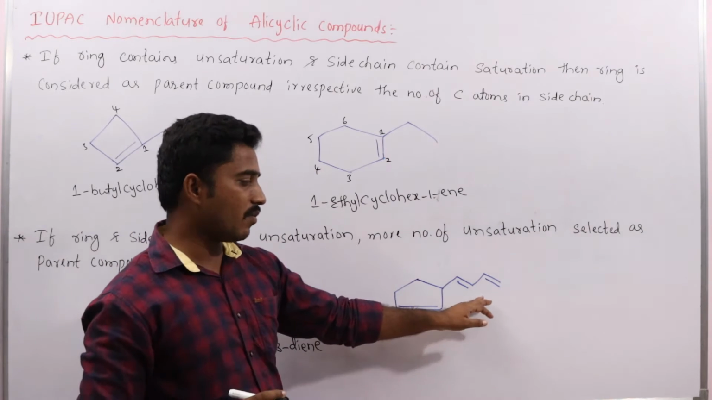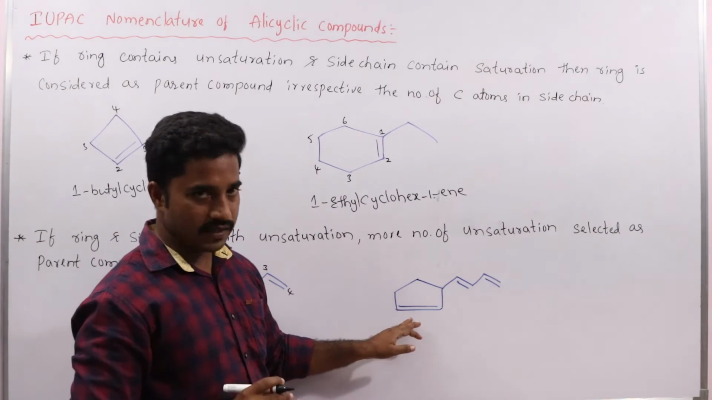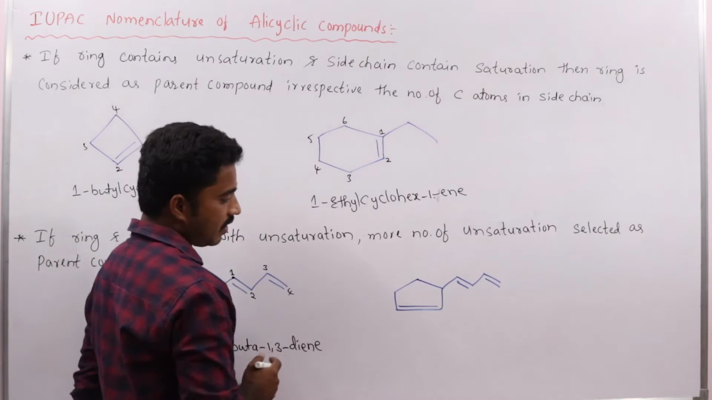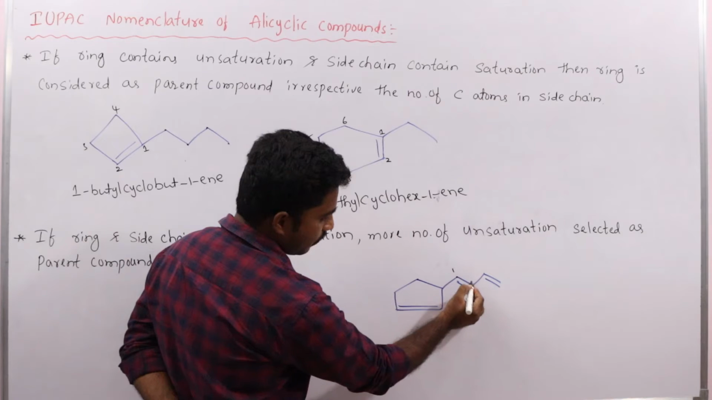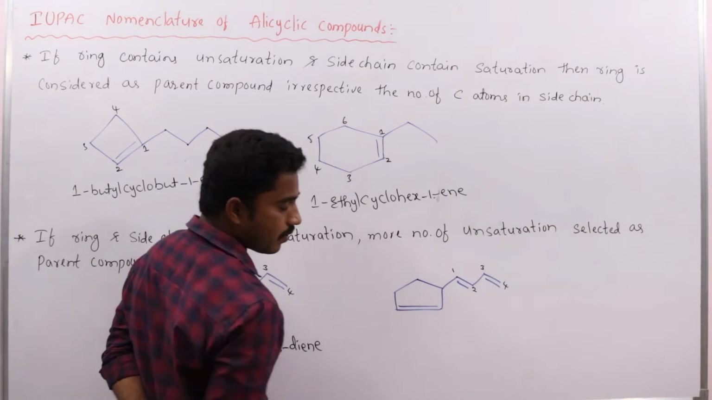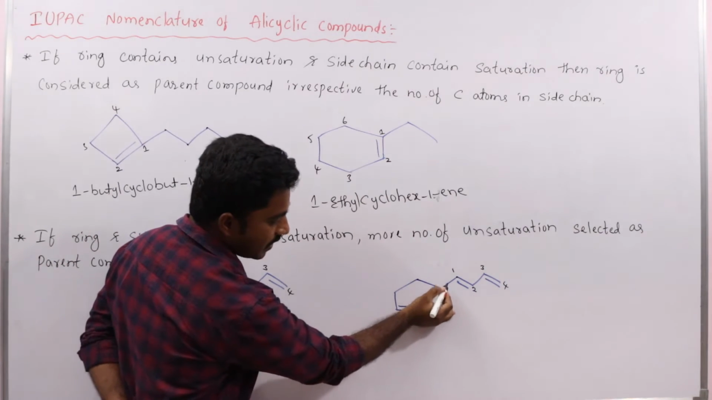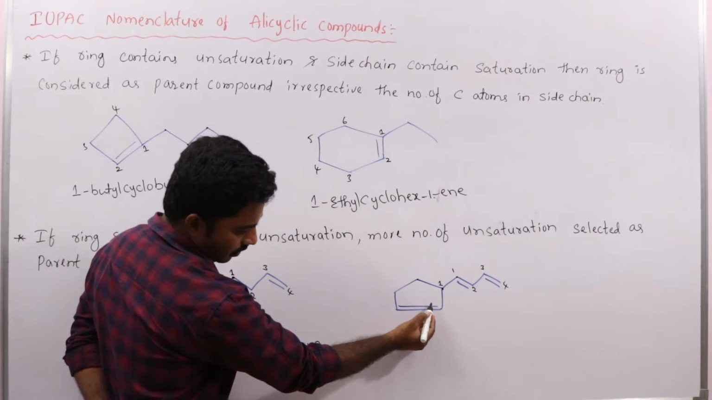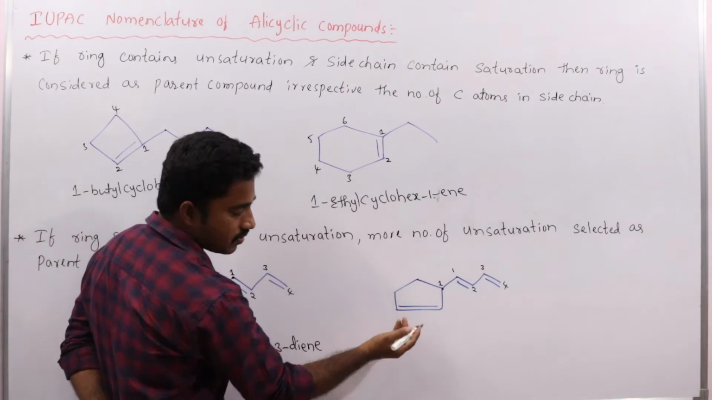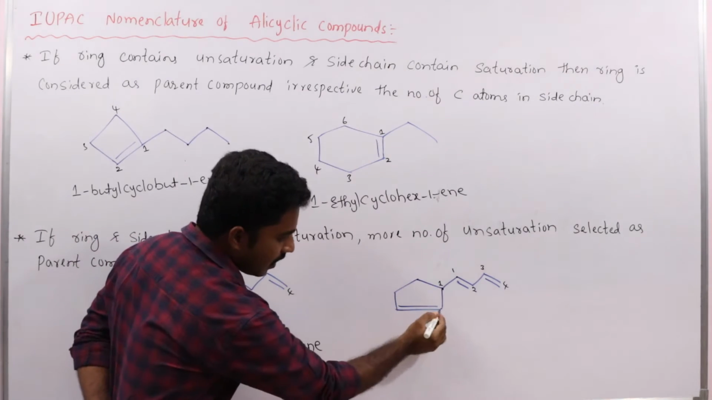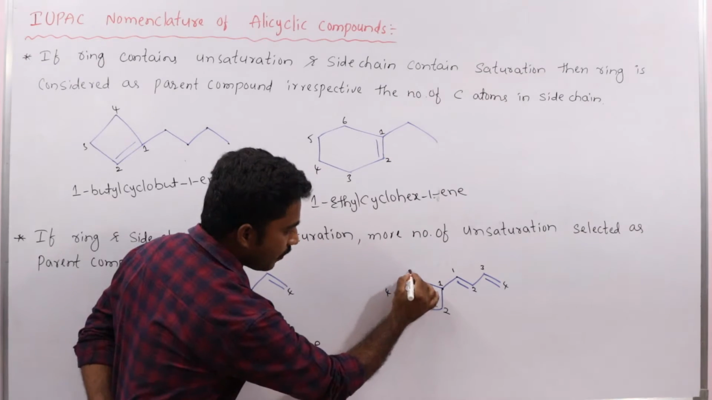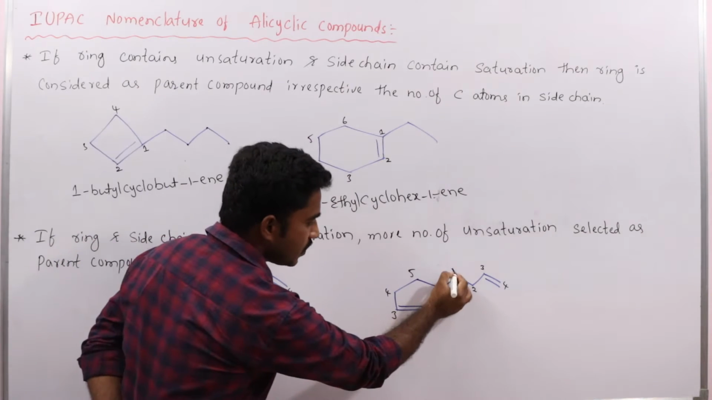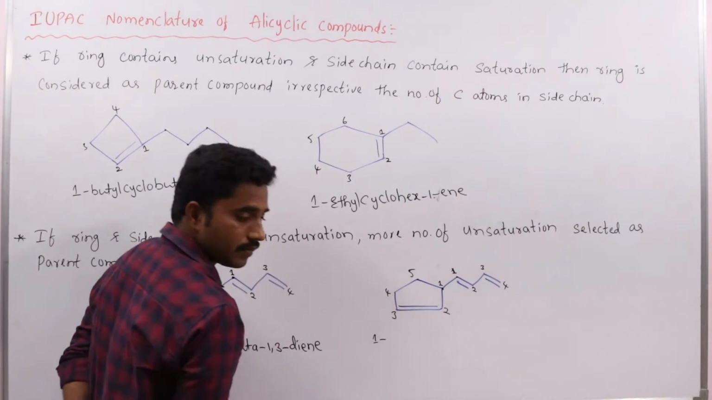So here also the side chain has more unsaturations and the ring has fewer unsaturations. That's why we select the side chain as the parent compound. Then give the numbering. Here this is 1, this is 2, this is 3, this is 4. The substituent carbon which is directly bonded to the parent compound gets the number 1. Then this ring contains one double bond, that's why this double bond should get the least number. That's why we give the numbering in this way: 1, 2, 3, 4 and 5. Next write the name. At the first position of the parent chain, 1.